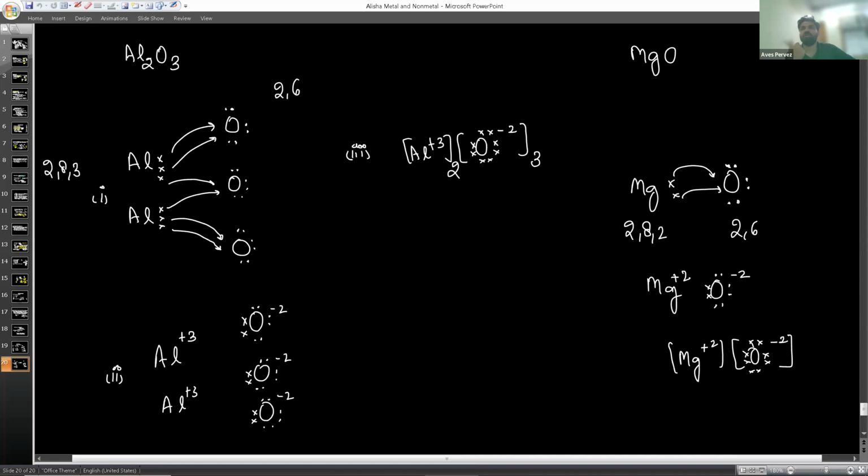When an atom loses an electron, it becomes a positively charged ion, like sodium loses one electron and becomes Na positive. When an atom gains an electron, like Cl, it becomes Cl minus, a negatively charged ion. So there are two kinds of ions. When the positive and negative charged ions are held together with a strong electrostatic force, we say that they are ionic compounds.